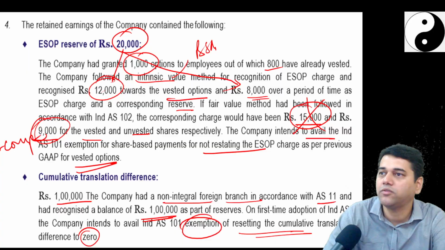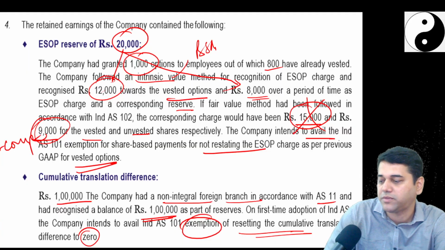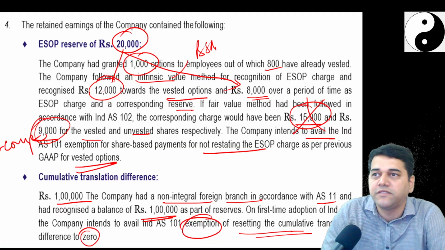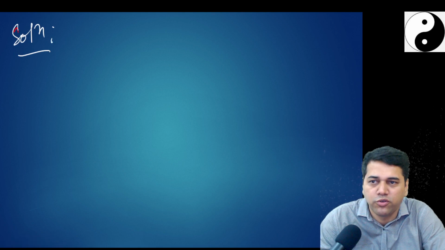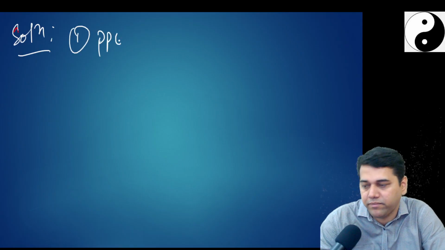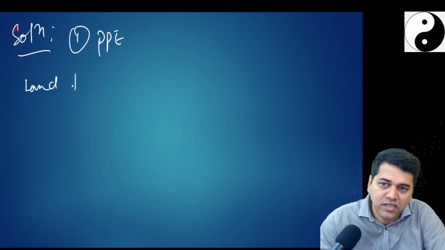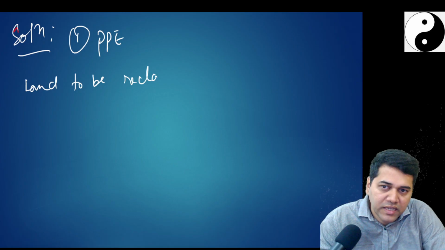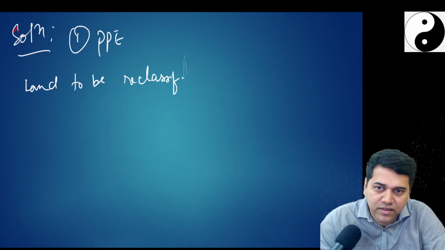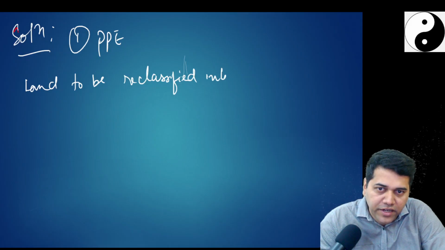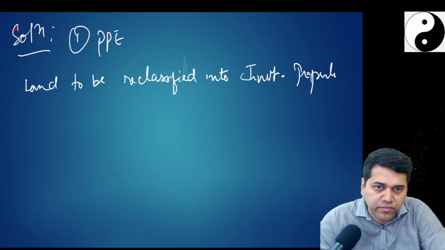Okay, that's it. So, what you need to prepare after giving all these adjustments is the first time balance sheet. Okay, first write a note. Solution. Okay, we'll write a short solution. 1. PPE. Land to be reclassified into investment property.